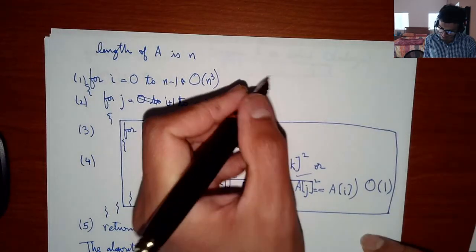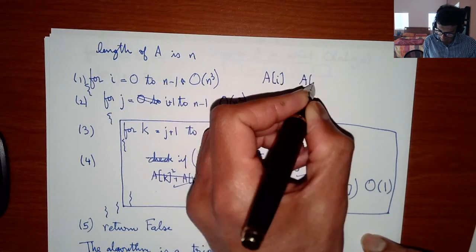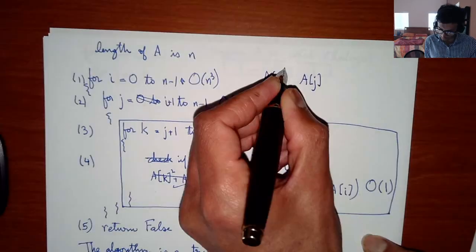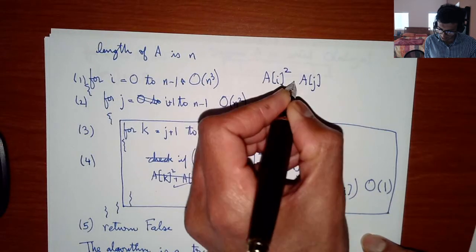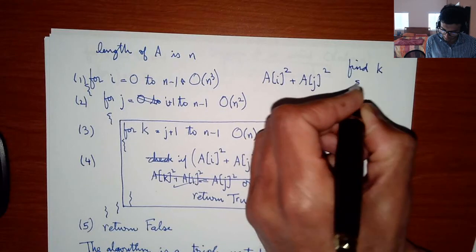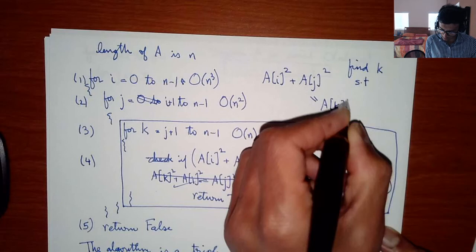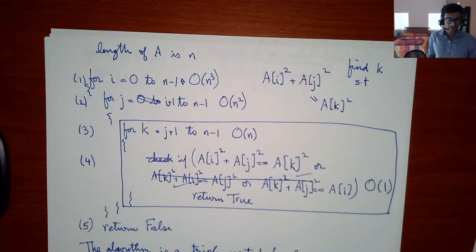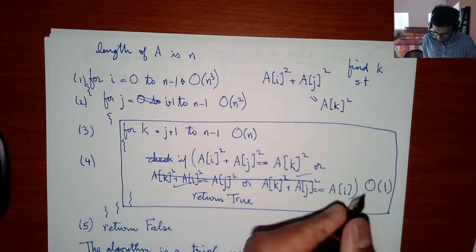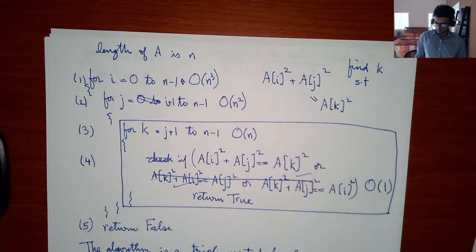It says that you fix AI and AJ. Let's just say you fix AI square plus AJ square and find a K such that AI square plus AJ square is equal to AK square. And then you have these other conditions as well, which is AJ square minus AI square and others. But let's first start with this. Is this easier if the array is sorted?